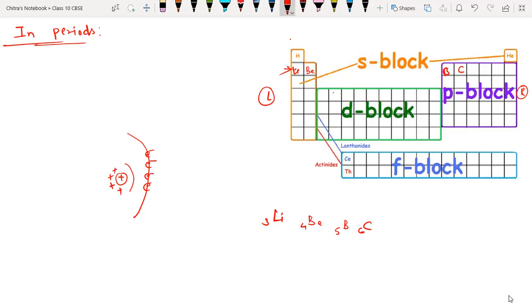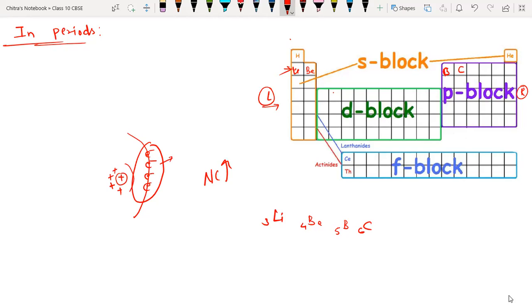That means when we are moving left to right, electrons are being added in the same shell only. Due to the addition of electrons, protons are also being added in the nucleus, and this is called nuclear charge. It increases all the time. Sir, can you explain nuclear charge? See, electrons are added in the same shell. Likewise, protons are also added in the nucleus.